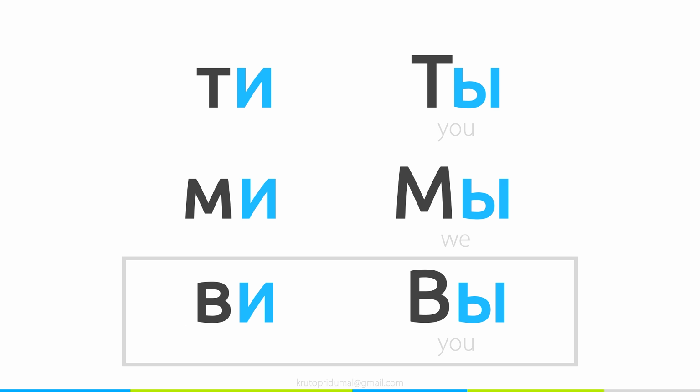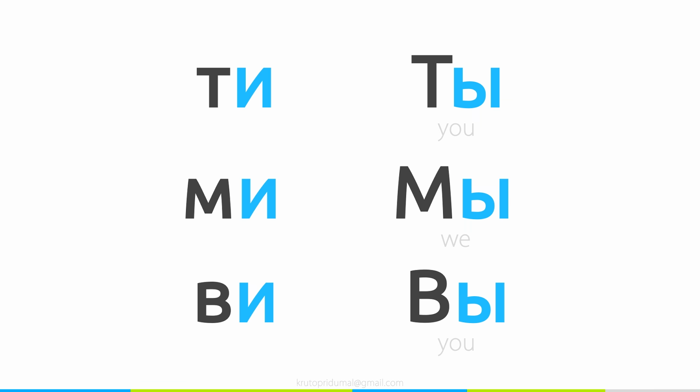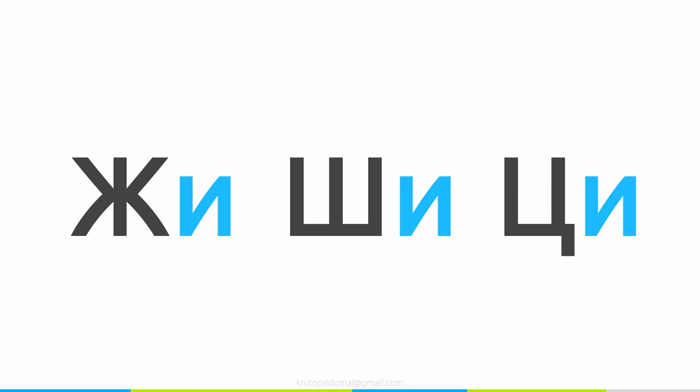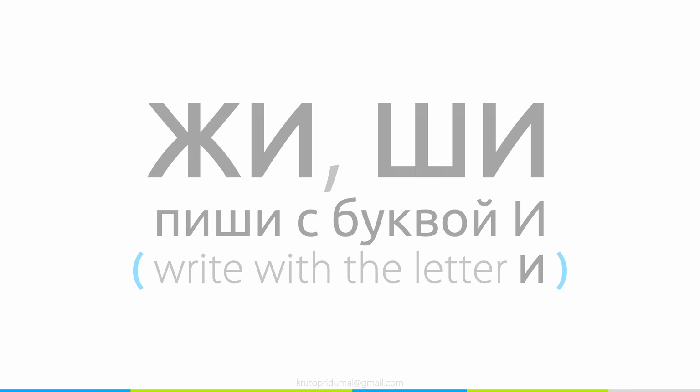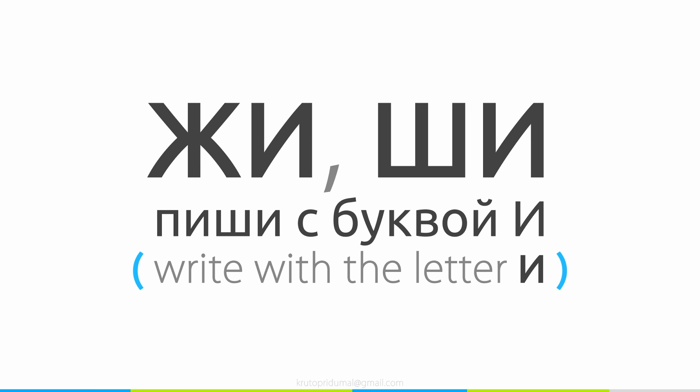We use it all the time. I hope you can get it right. Ы only sounds like this with these letters. Жи and ши are always spelled with И. There's a rule for that. Жи, ши, пиши с буквой И.